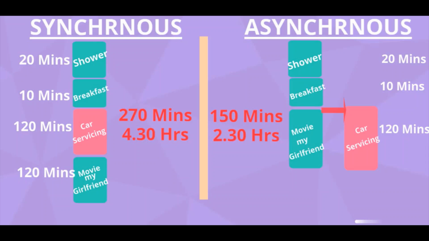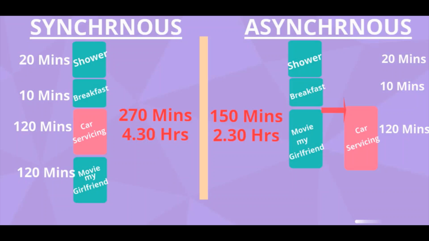Instead, after completing my breakfast, I can give my car for servicing, take a cab, come back to my girlfriend and then go to the movie. Once my movie is done, I will go back to the car servicing to pick it up. So it just took 150 minutes, because while I'm watching my movie with my girlfriend, the car servicing is being done parallelly. This is what asynchronous means.